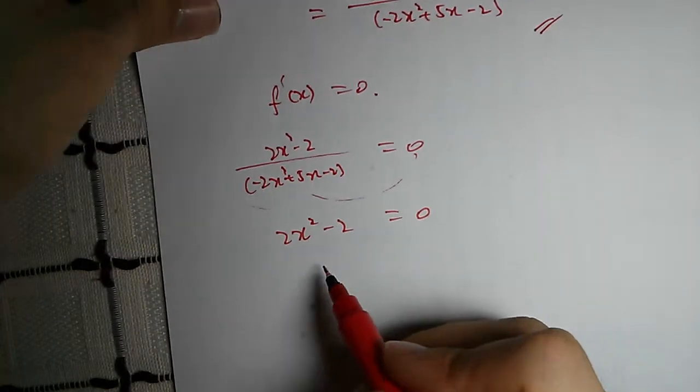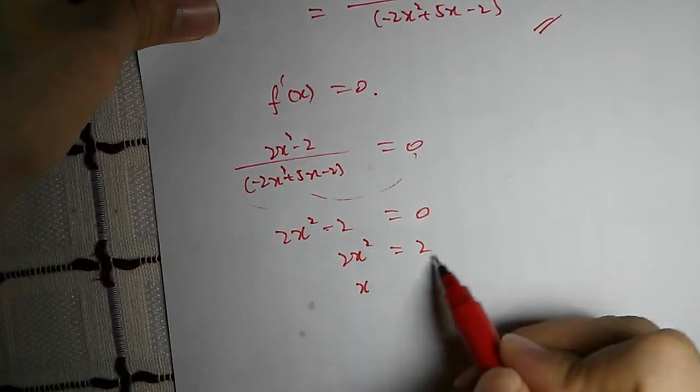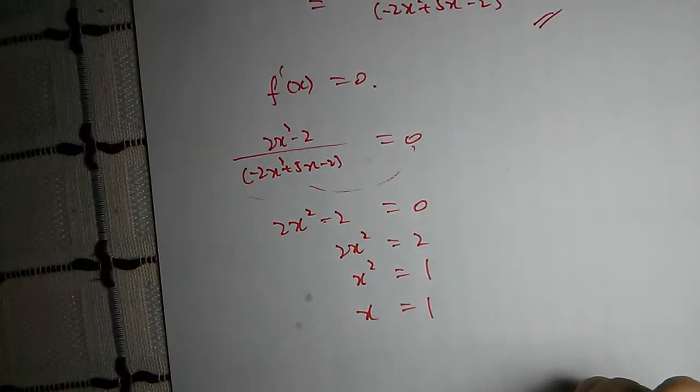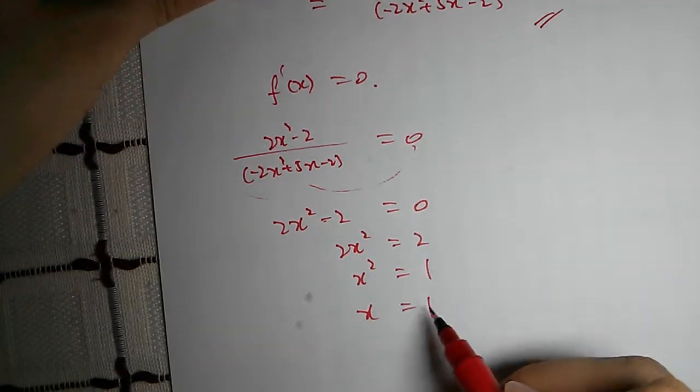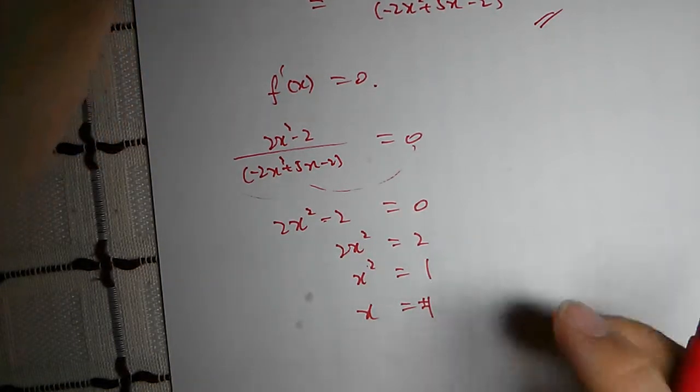So 2x squared minus 2 is 0. Put the 2 to the other side. 2x squared equals 2. Divide by 2. 2 over 2 is 1. x squared is 1. x is 1? Is that it? No. Plus or minus. Whenever you do a square root, it's plus or minus. x is plus or minus 1.